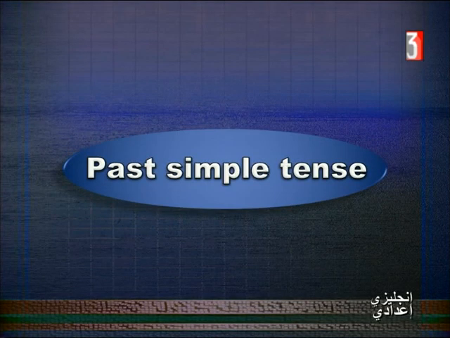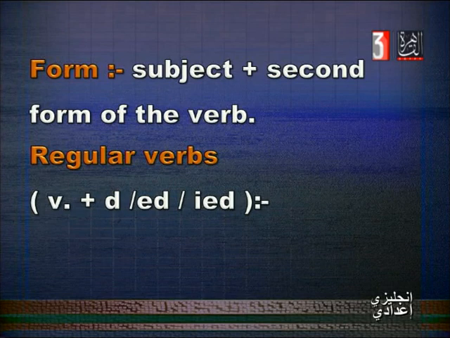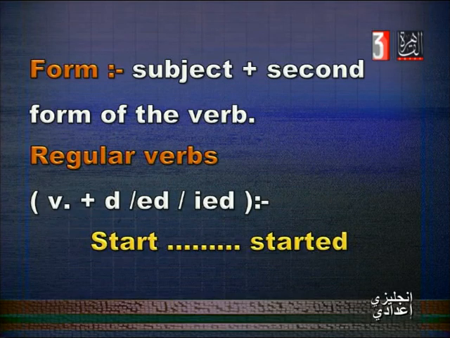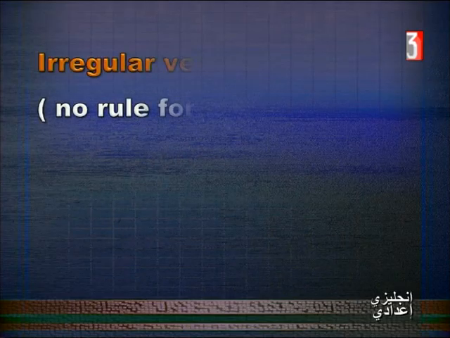So what about the negative form? We put didn't plus infinitive. What about a yes or no question? We put did, subject, infinitive. What about a WH question? We put question word, did, subject, infinitive. Let's see the grammar. We have here past simple tense in active form: subject plus the second form of the verb. The second form of the verb, as I said, can be a regular verb with ed or ied, like start, started; cook, cooked; watch, watched. What about irregular verbs?